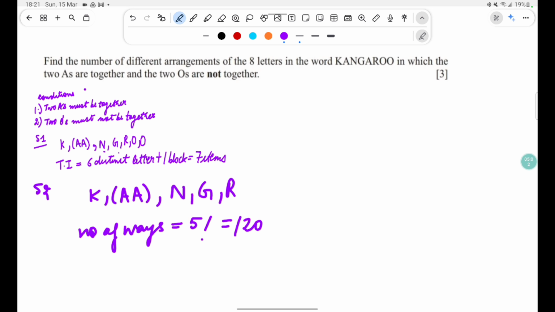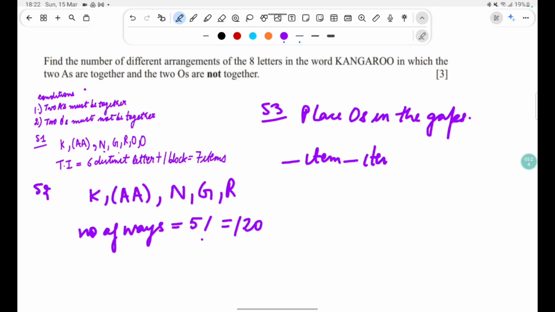Now our step 3 is that we have to place the two O's in the gaps. Which gaps am I talking about? We'll place the 5 items from step 2 and identify the gaps. Basically there will be a gap, then an item, then a gap, then an item, and so on. So there are in total 6 possible gaps for the two O's.